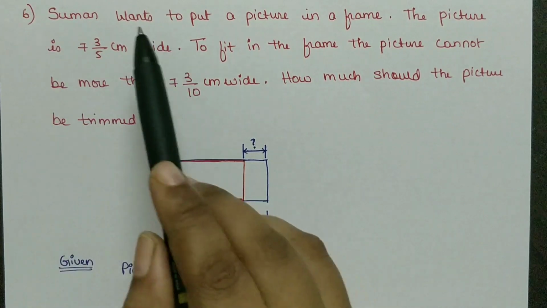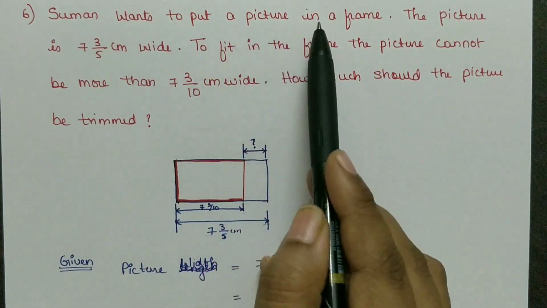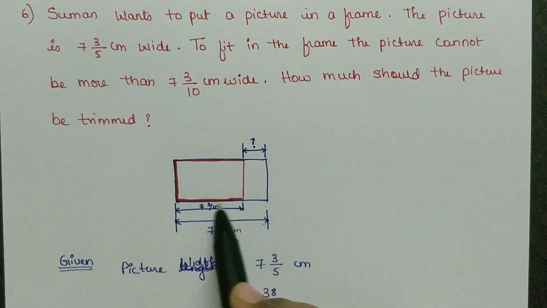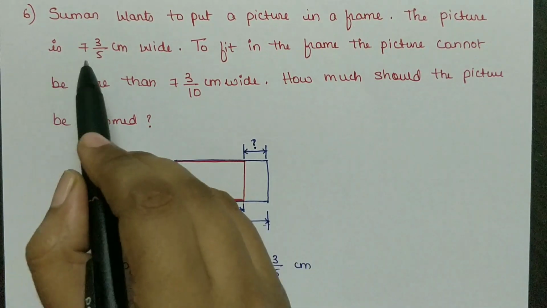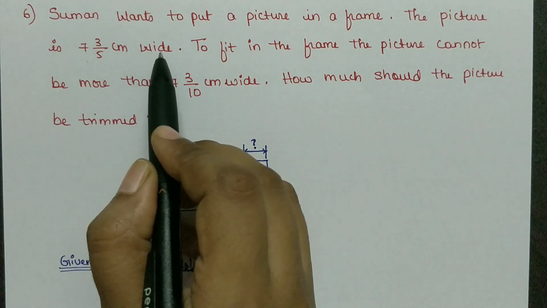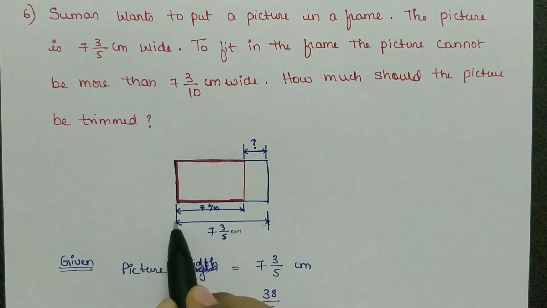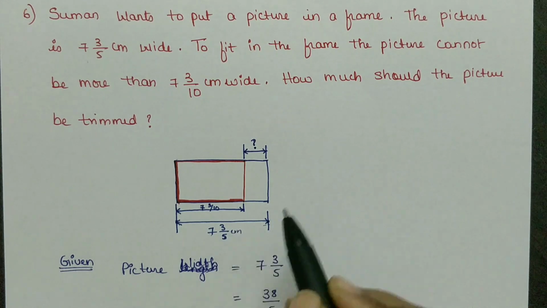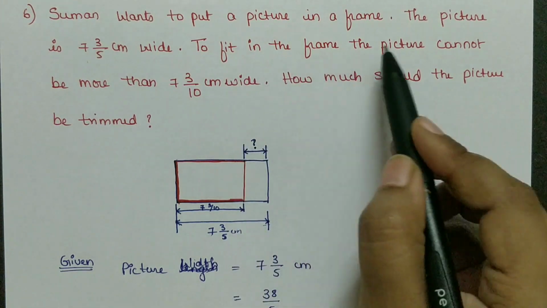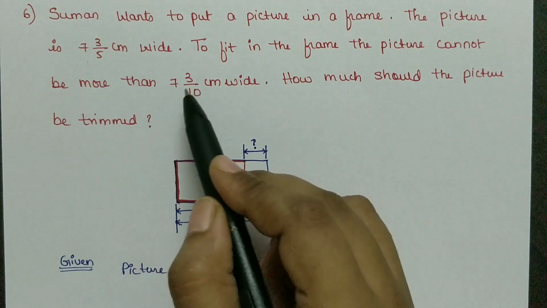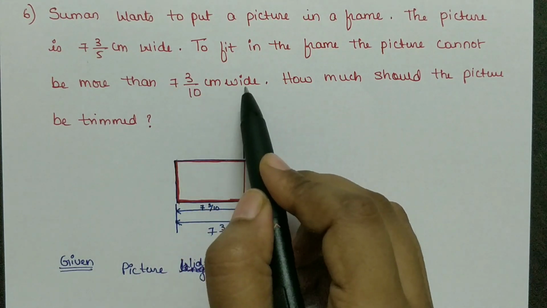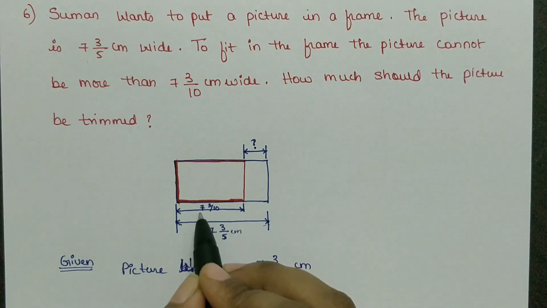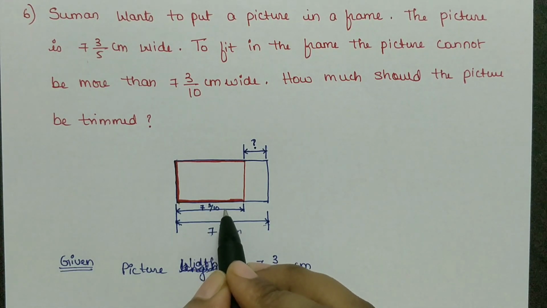Sixth question. Suman wants to put a picture in a frame. Blue color is the picture and red color is the frame. The picture is 7 3 by 5 centimeters wide. The width of the picture is 7 3 by 5 centimeters. To fit in the frame, the picture cannot be more than 7 3 by 10 centimeters width, because the width of the frame is 7 3 by 10 centimeters.